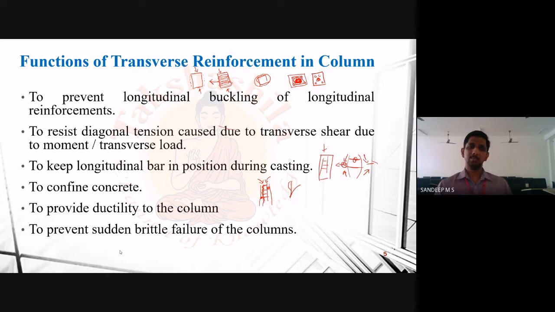Mostly they will be asking about explaining the functions of longitudinal as well as transverse reinforcement in a column. Or sometimes they will be specifically asking it for transverse reinforcement. This is more important. So explain the function of transverse reinforcement in a column. Okay, so please note that these are the functions of longitudinal and transverse reinforcement in our columns.